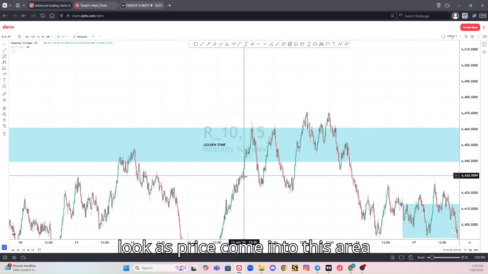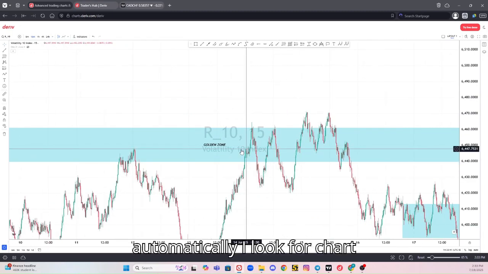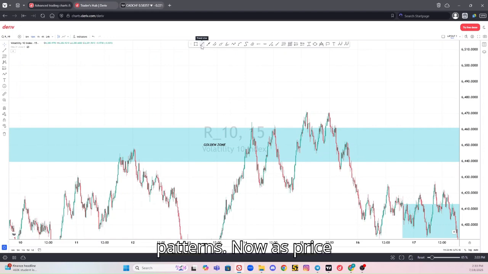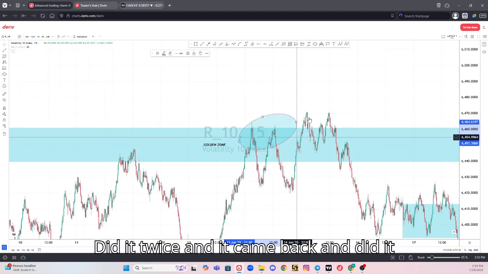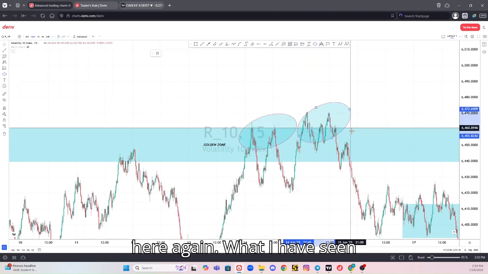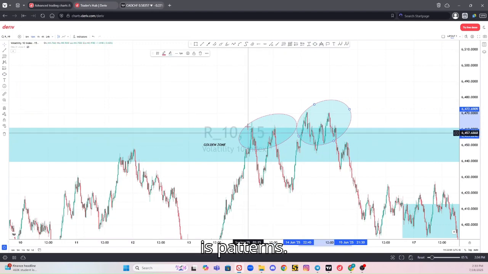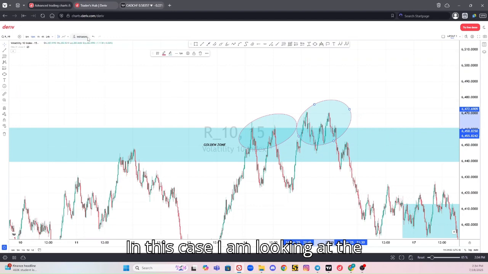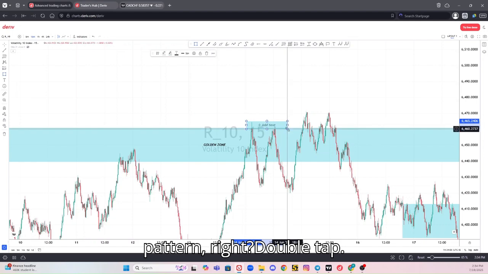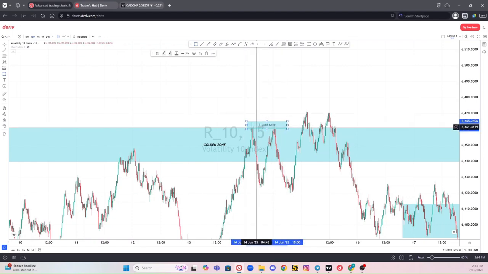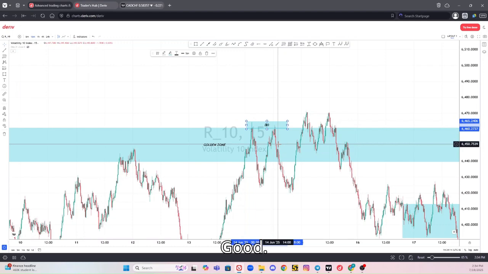As I look, as price comes into this area, automatically I look for chart patterns. Now, as price hit the 61.8 level, which would be right here, it did it twice and it came back and did it here again. What I have seen is patterns. In this case, I am looking at the double top, or what we call an M pattern, right? Double top. Good.